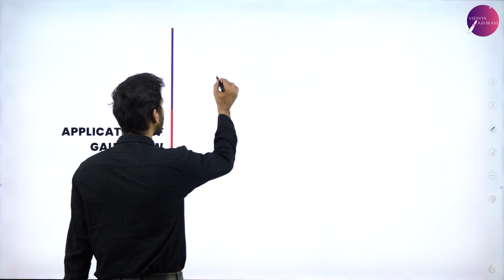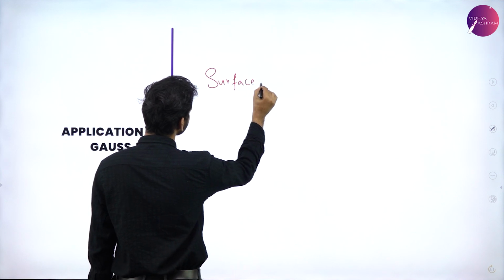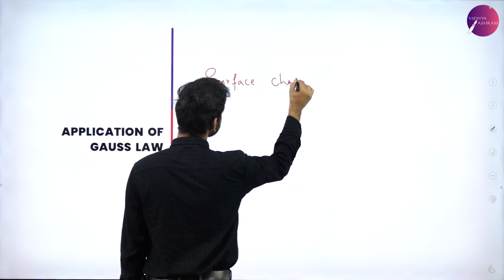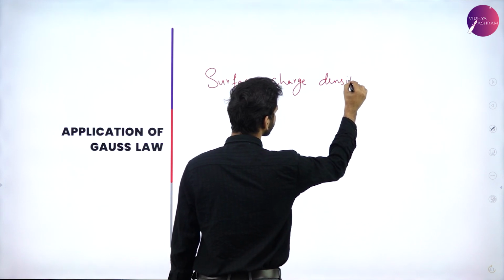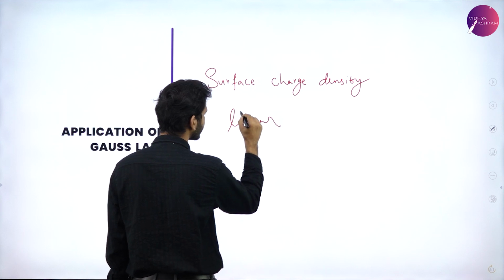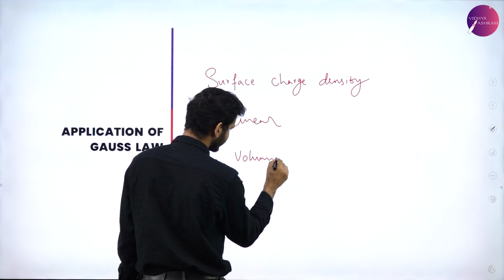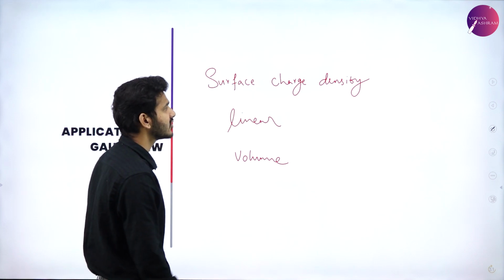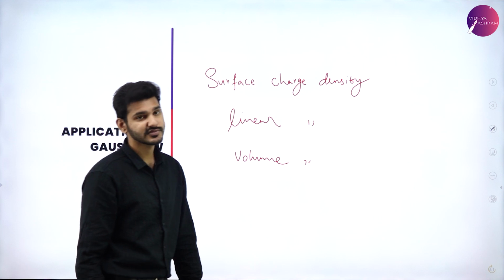We will be finding out surface charge density, linear charge density, and finally volume charge density. We'll be finding out surface charge density, linear charge density, and volume charge density.